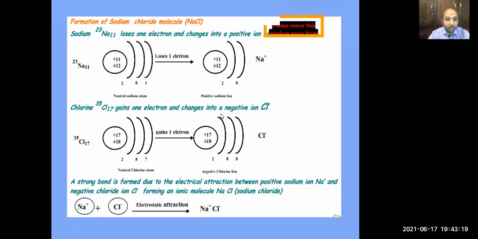Let's see another example. Formation of the sodium chloride molecule, NaCl. Sodium, Na, tends to lose 1 electron and changes into a positive ion. Chlorine gains 1 electron that is lost by sodium and changes into a negative ion. Also, a strong bond is formed due to the electrical attraction between the positive sodium ion and the negative chlorine ion, forming an ionic molecule, NaCl, sodium chloride, that's called table salt.